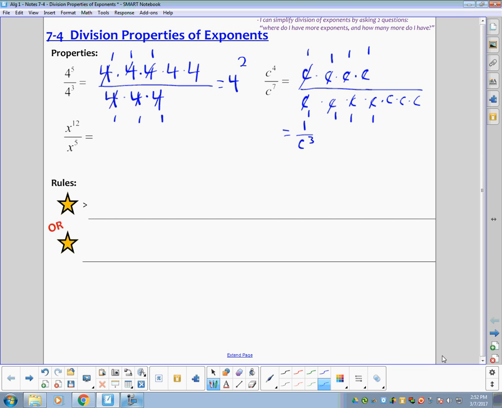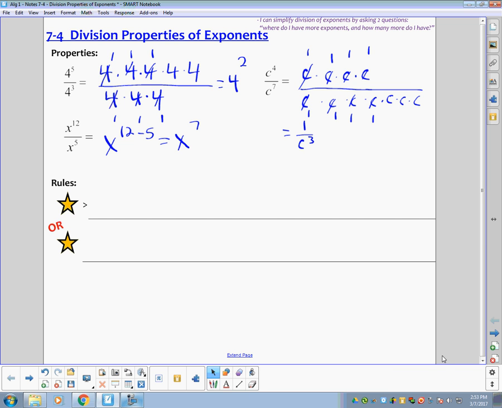What about here, guys? Okay, we're not going to write it all out this time. We're going to be smart about it. It's x to the 12 minus 5 power, which is x to the 7th.